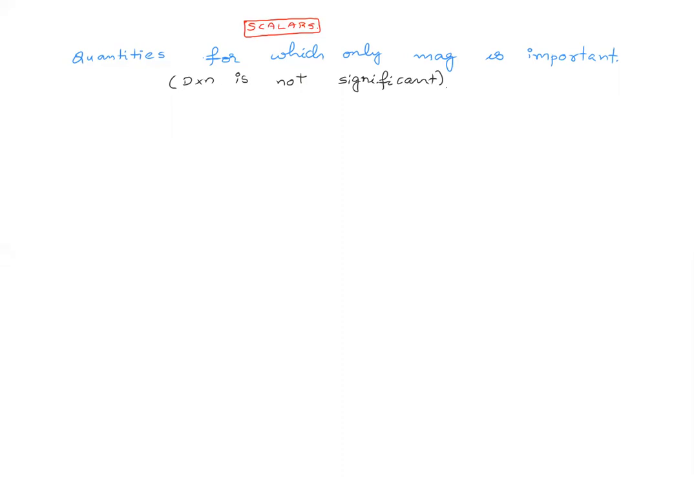In this case, the examples I have given previously, but still we'll do it. Examples are mass, speed, pressure. Pressure is actually force by area, but still it is a scalar quantity. I can give work, I can give energy. So all these expressions are examples of scalars.